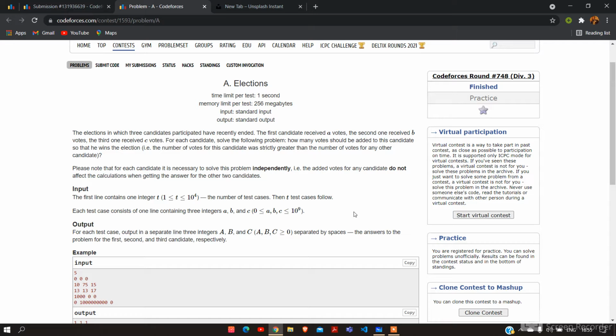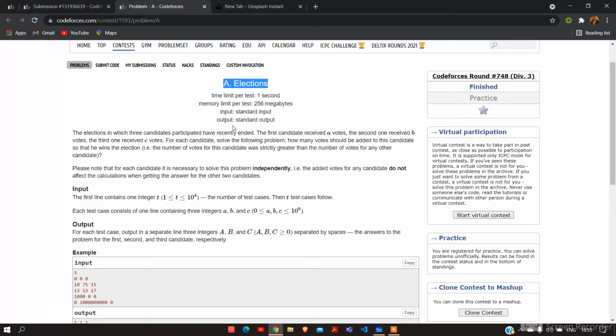Today we will be discussing problem A of Codeforces Round 748 Div 3. This was a quite simple problem, so let's get started. I hope you have already read the problem. If you have not already read the problem, please do read it once. I will just explain what the problem says.